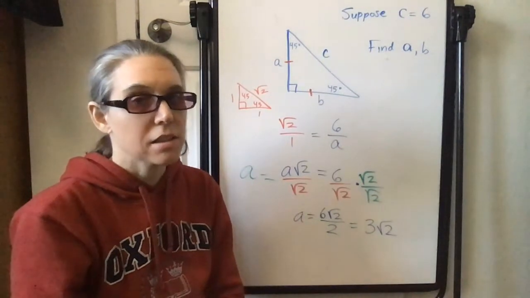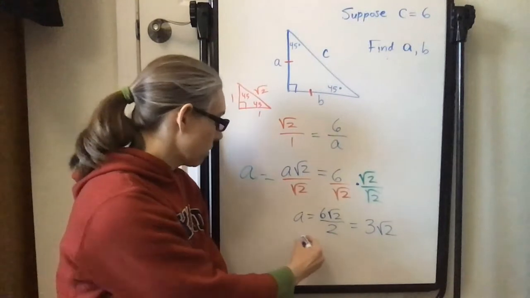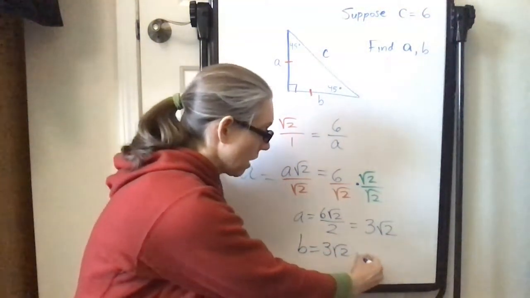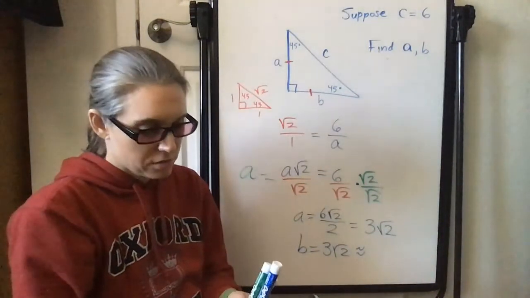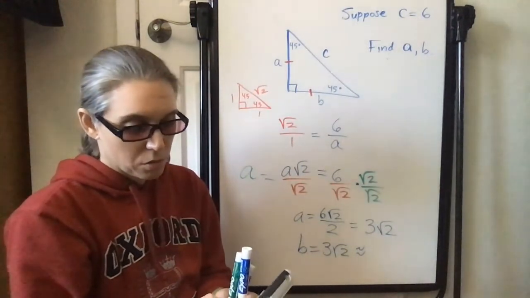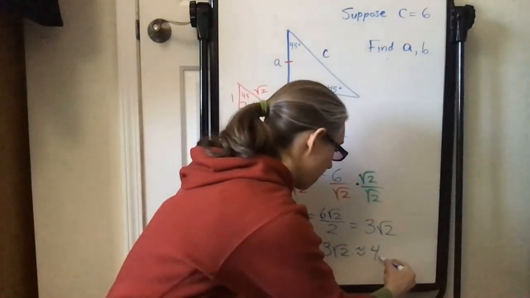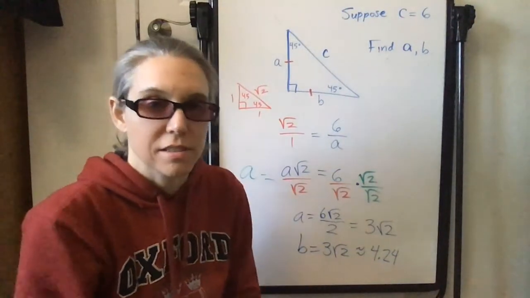So it can be a little trickier just depending on the values that are given to you. B is also equal to 3 square root of 2. And if a decimal approximation is asked for in the problem, you just type that into your calculator. 3 times the square root of 2 is 4.24 roughly. Here I chose to round to 2 decimal places.